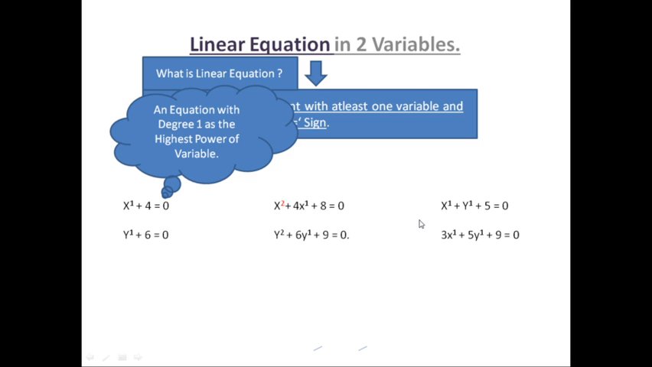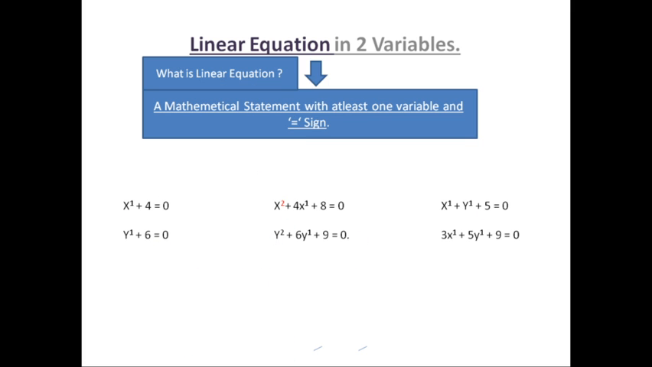In the last two, we observe that there are two variables, x and y. We are not concerned with that. But the highest power in both these equations is 1, मतलब degree 1 है, and therefore these two are also examples of a linear equation.